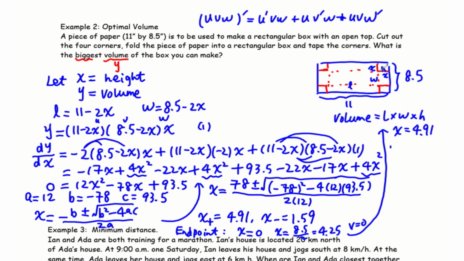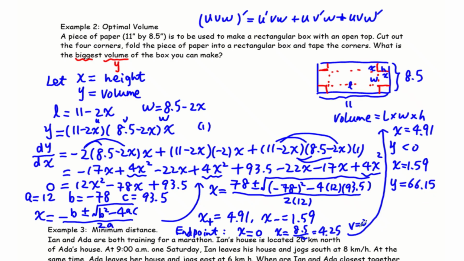Then when you sub in, you will find out 4.91 actually is greater than the 4.25. It means if x is 4.91, you don't have enough. This side is negative already. So y is negative value. So it doesn't work. It doesn't make sense. Then another one is x equals 1.59. We sub in this equation. We are going to have y equals 66.15.